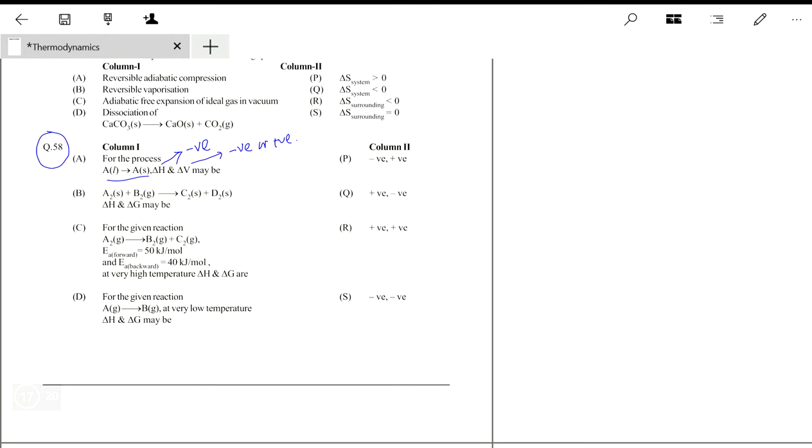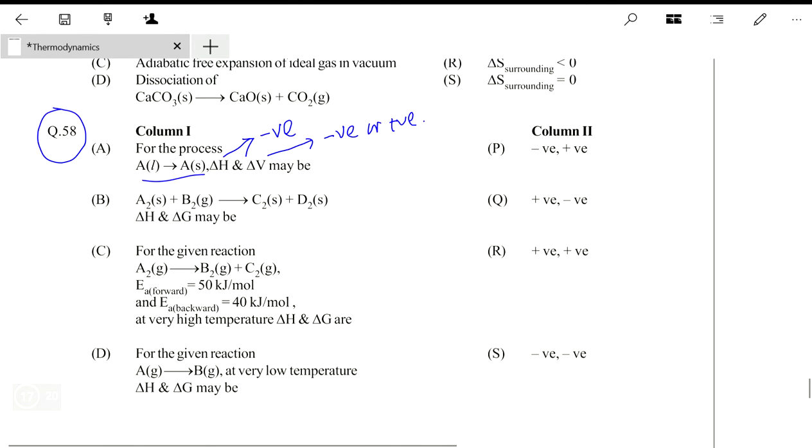For the second bit, A2 plus B2, see, one solid and one gas gives you one solid plus one solid. So we know that for this process, delta S will be negative because the number of gaseous moles are decreasing. So delta S is negative. So delta H could be either positive or negative.